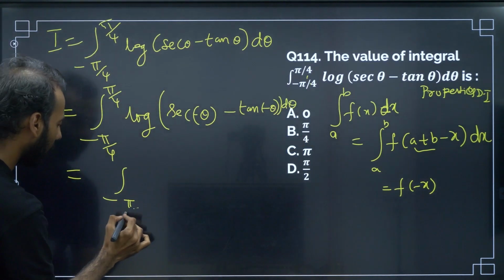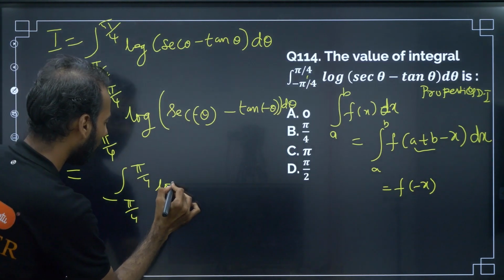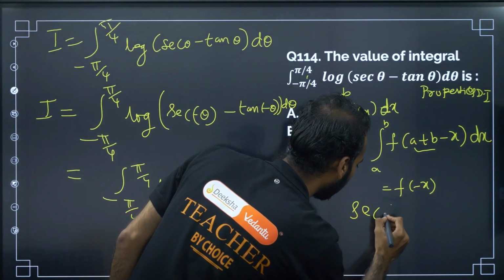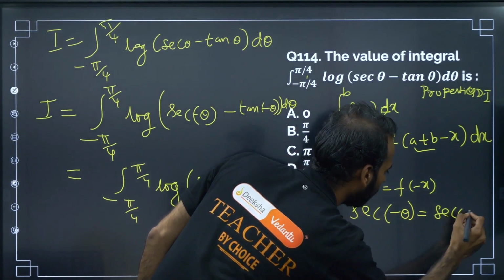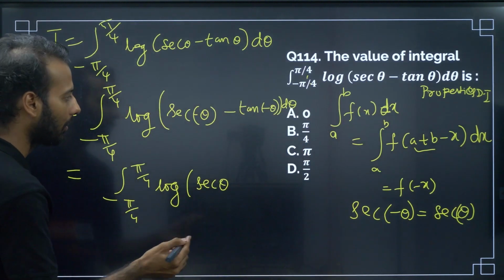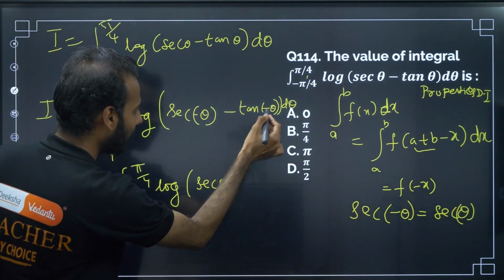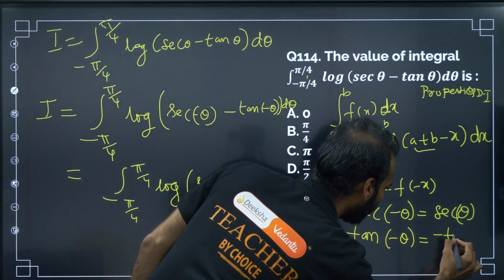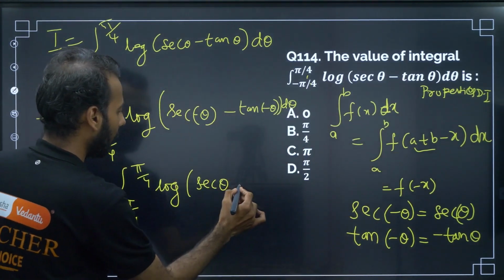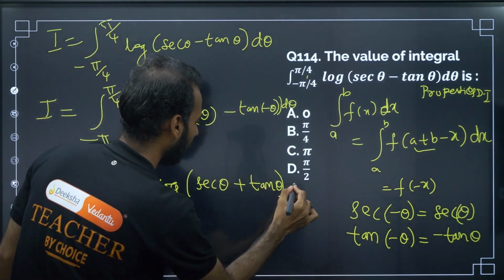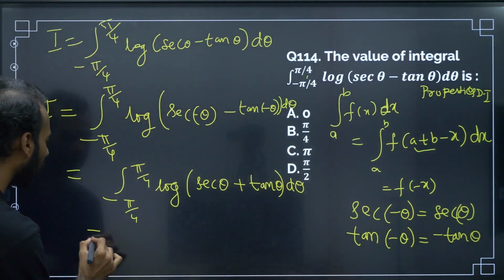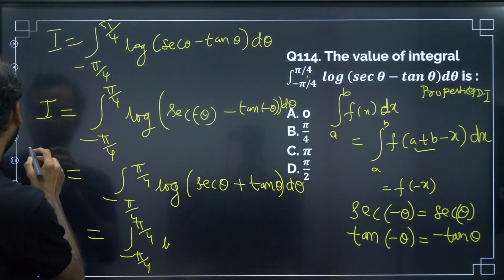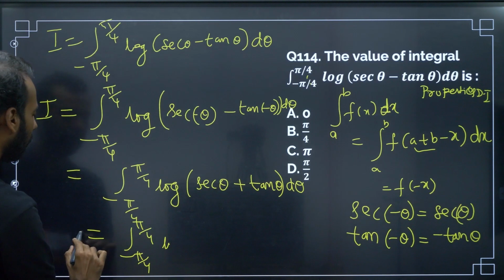So minus pi by 4 to pi by 4 log of secant of minus theta, which is secant theta by the standard formula. In the fourth quadrant, cos and secant are positive, so secant theta. Minus tan of minus theta, again a standard formula, tan of minus theta is minus tan theta. So let me write here plus tan theta d theta. The expression is already there, so no need to write it once again.